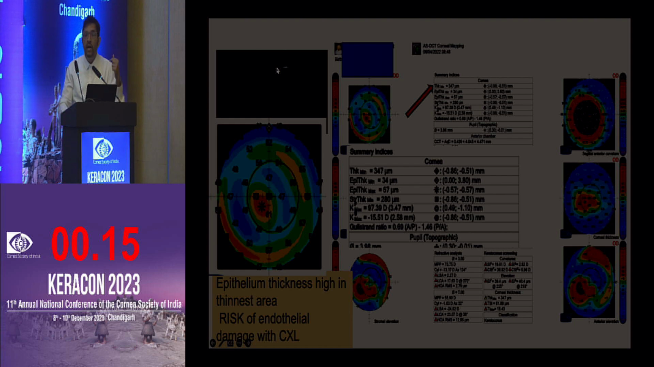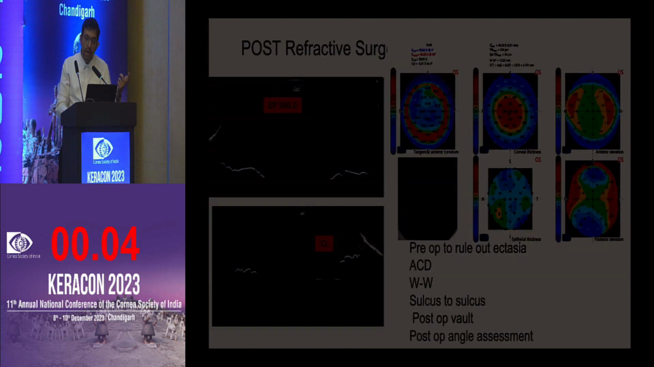And if you had gone ahead and done a CXL, you would have actually ended up having endothelial toxicity in this patient. So when you're dealing with a thinner cornea and you want to do a cross linking, it makes sense to actually do an epithelial mapping. Pre and post refractive surgery, again, whether it is LASIK, SMILE, or ICL, OCT will enable you to assess these patients preoperatively and follow them up postoperatively.